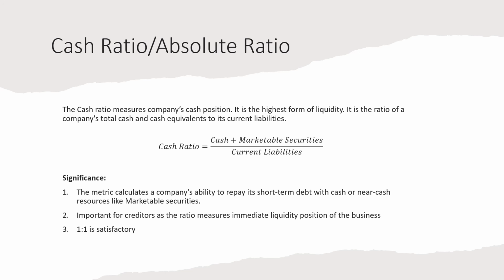By formula, cash ratio is equal to cash plus marketable securities divided by current liabilities. The most significant aspect of the cash ratio is that it shows the company's ability to pay off current liabilities on an immediate need basis. That is the immediate liquidity position of the business. 1:1 is considered a satisfactory or ideal cash or absolute ratio.